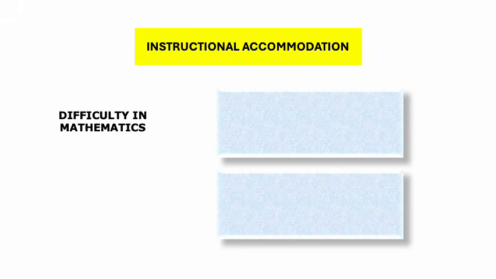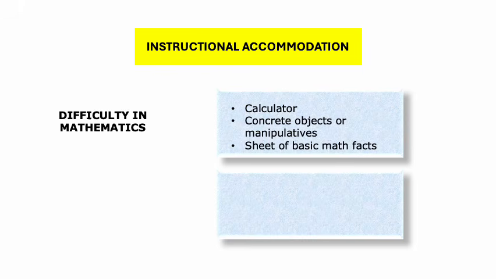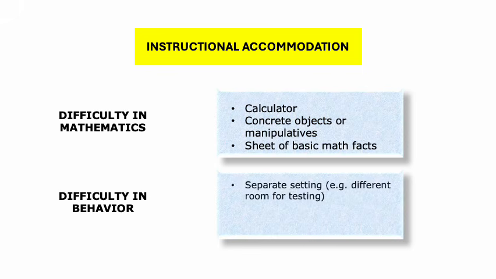So if a student has difficulty in mathematics, if diagnosed with dyscalculia, they will benefit from calculators, concrete objects or manipulatives, and sheets of basic math facts. Okay, so for those with behavioral challenges, schools may provide separate testing rooms or specific seating placements.